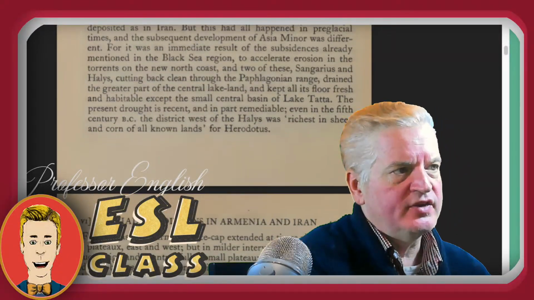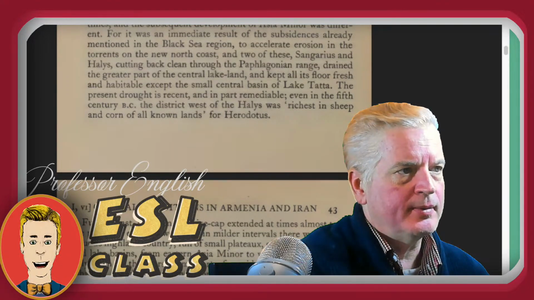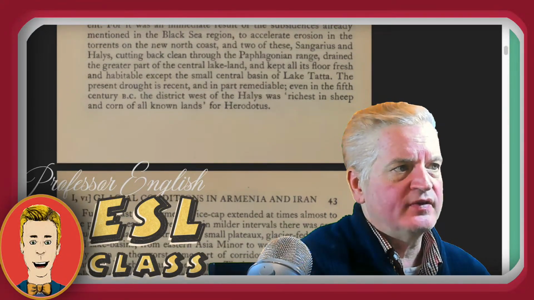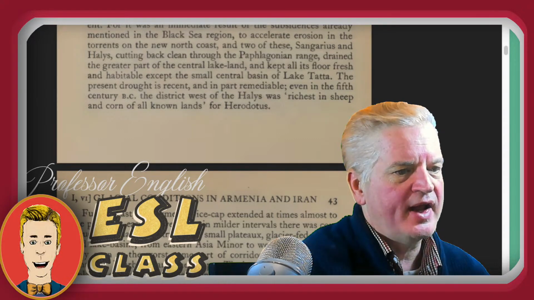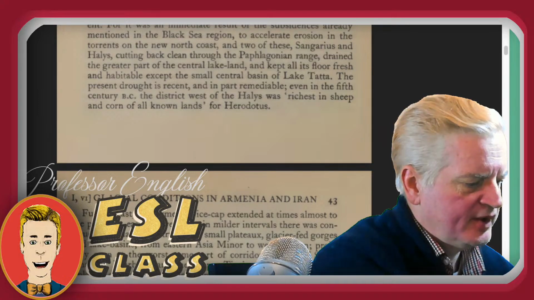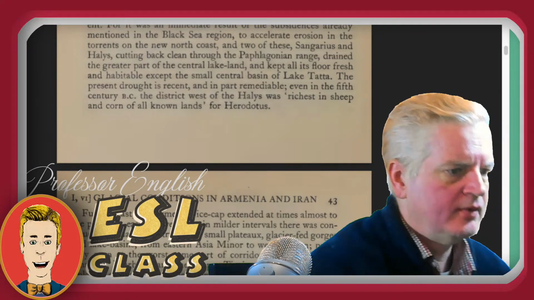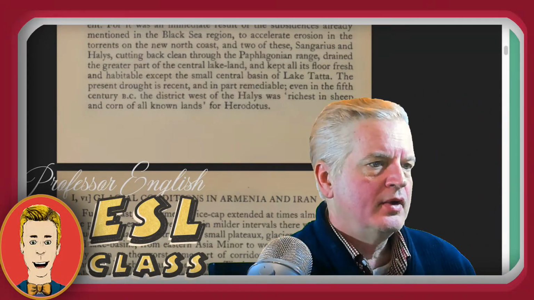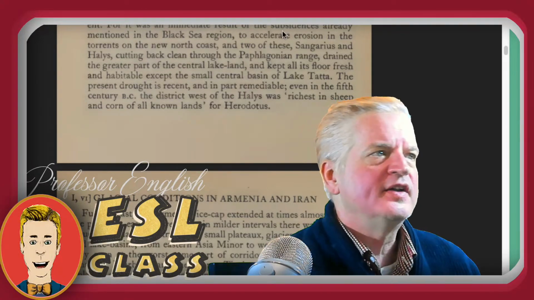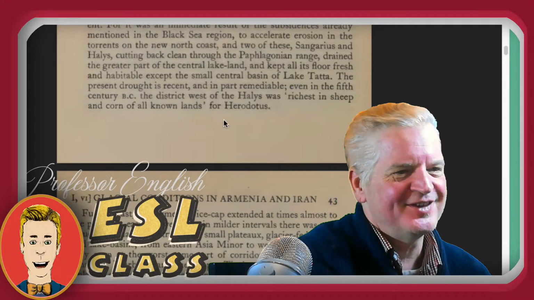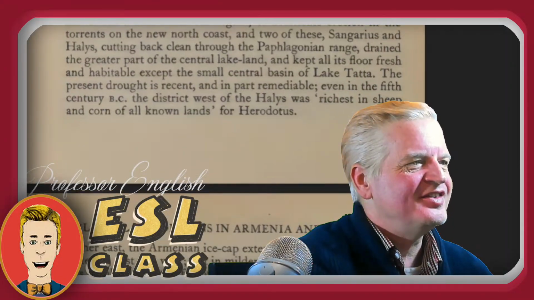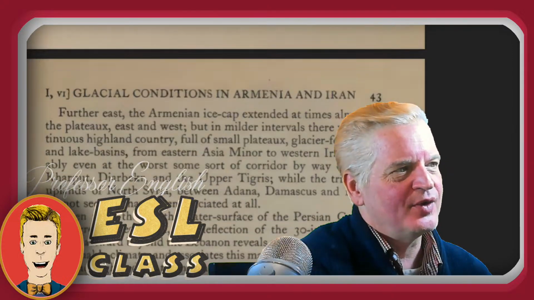The present drought is recent and in part remediable. Even in the 5th century BC, the district west of the Halys, let's see, what about Halys region? That will at least tell us where it should be. Yeah, it's a place in Turkey. Let's just leave it at that. It's a place in Turkey. Was richest in sheep and corn of all known lands for Herodotus.